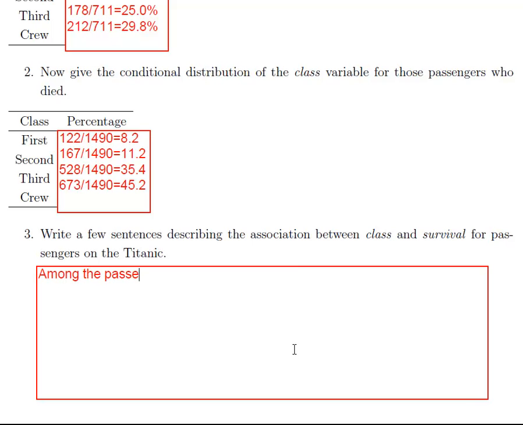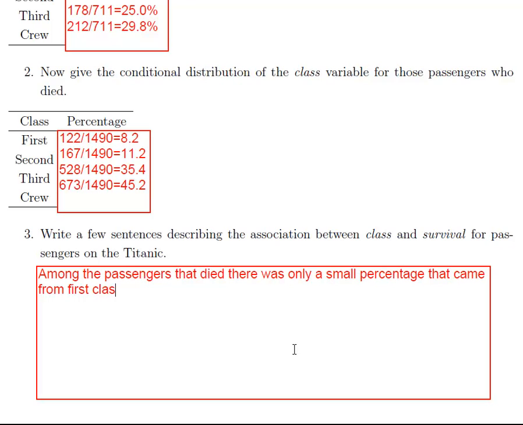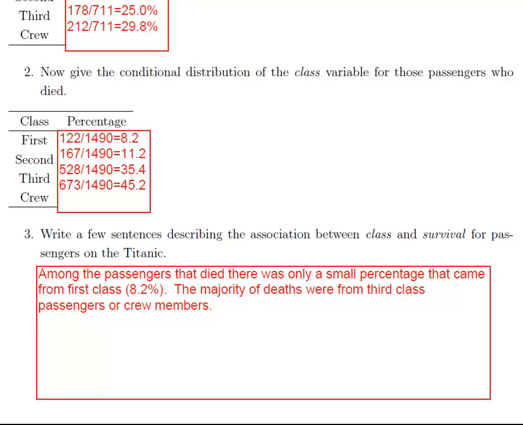So among the passengers that died, there was only a small percentage that came from first class, 8.2%. The majority of deaths were from third class passengers or crew members. Okay, so now my description takes into consideration both variables. I'm talking about survivalship and I'm talking about what class they're from.